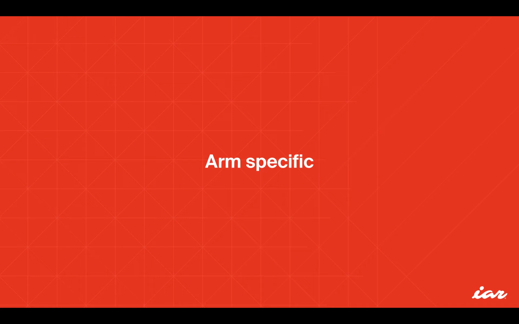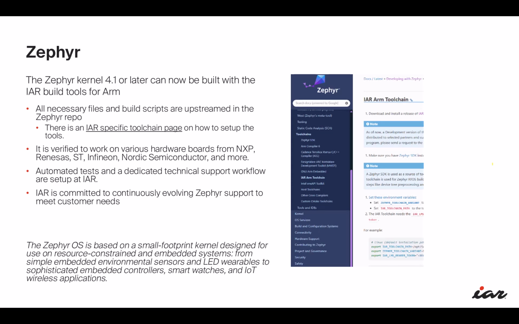And if we move on, we have some ARM specific features that have been added, and we already mentioned some of them. So the first one here is Zephyr. The Zephyr RTOS has become one of the most popular open source operating systems for embedded applications, and it's lightweight, scalable, and vendor supported, making it really a go-to option for many in automotive, IoT, and so on.